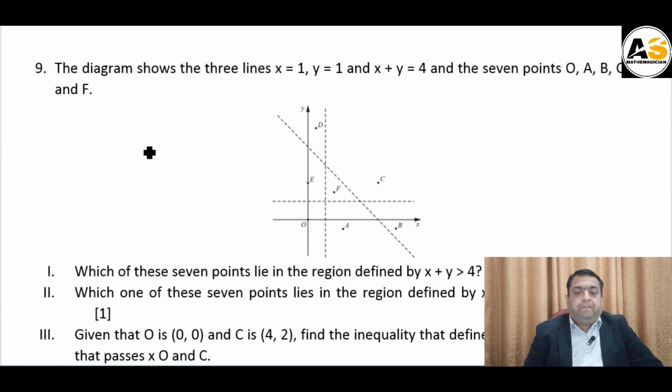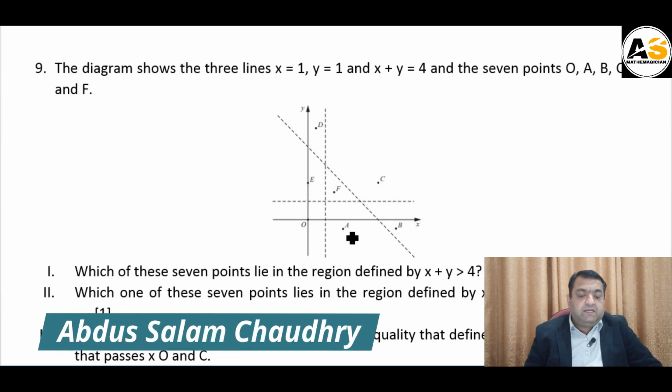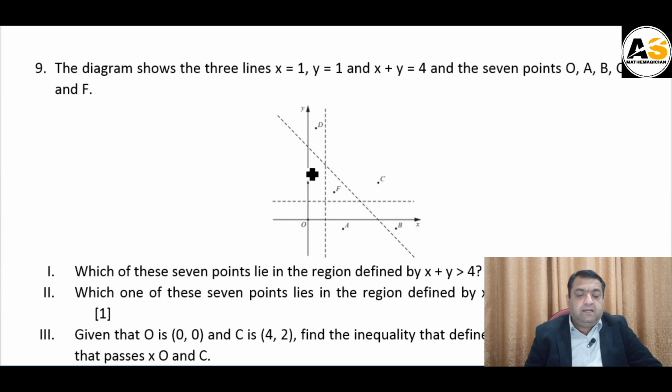Question number 9. We are given a diagram. There are 3 lines, x is equal to 1. This is the line x is equal to 1. Second is y is equal to 1, this line. Third is x plus y is equal to 4. And the 7 points O, A, B, C, D, E, F. O is this, A is this, B, then C, D, E and F.